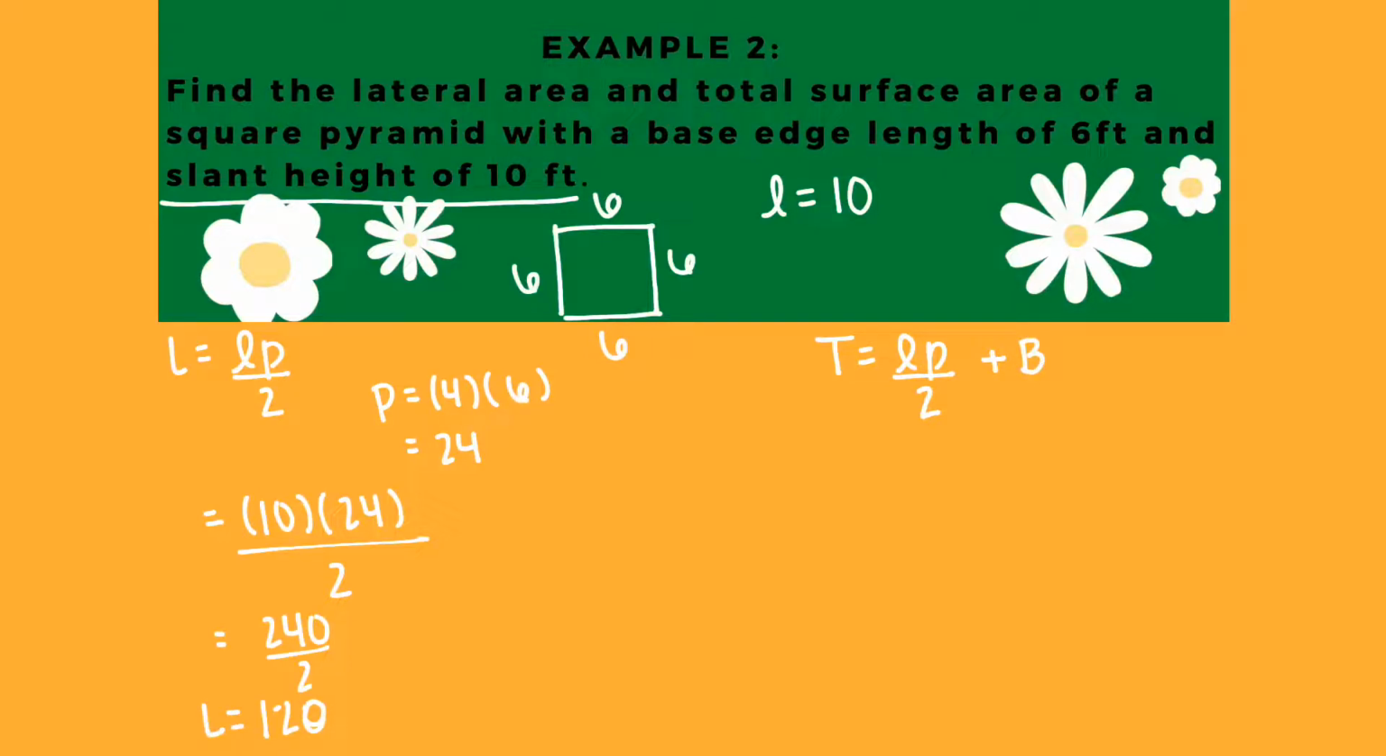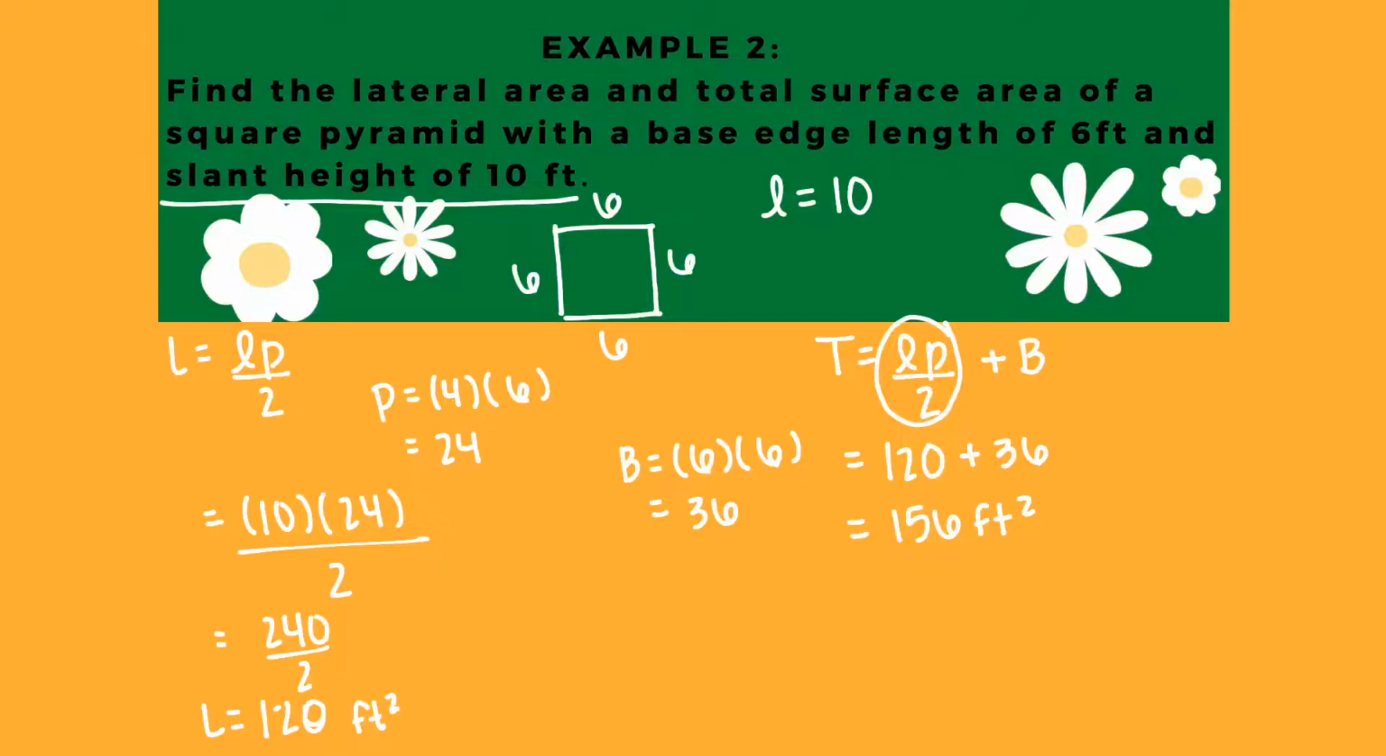So now coming over to my total, I already know this first part. I know my lateral, my L times P divided by 2 is 120. So I don't need to do that again. But I do need to find what the area of my base is. This is a square, so remember it's length times width. In this case, all the side lengths are the same. So 6 times 6, it equals 36 in the end. So your total surface area is 120 plus 36, which ends up being 156 feet squared.